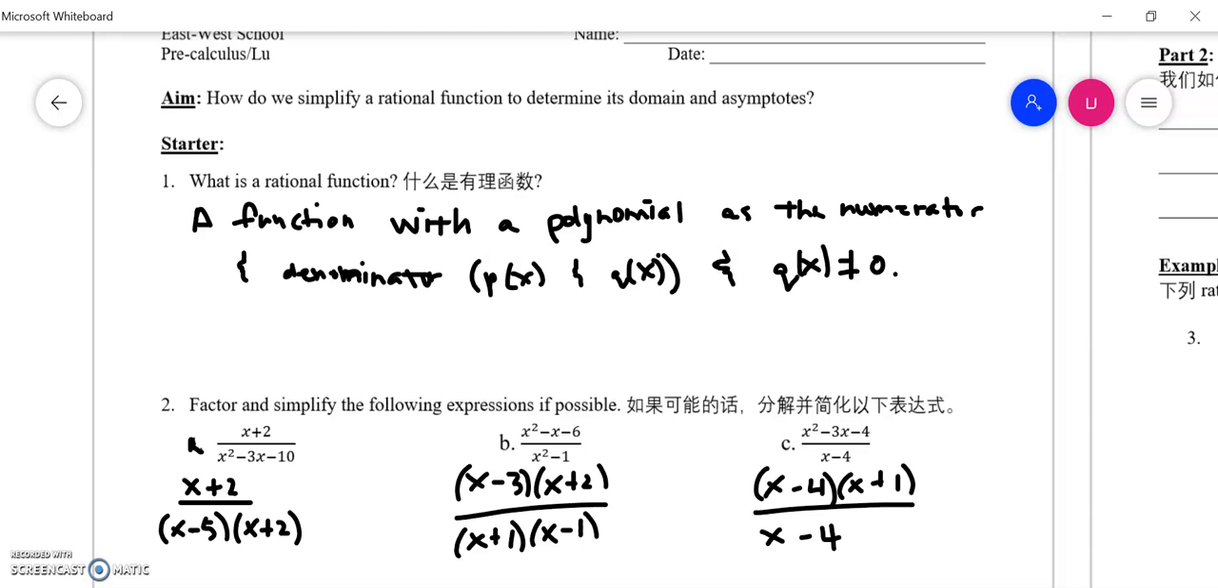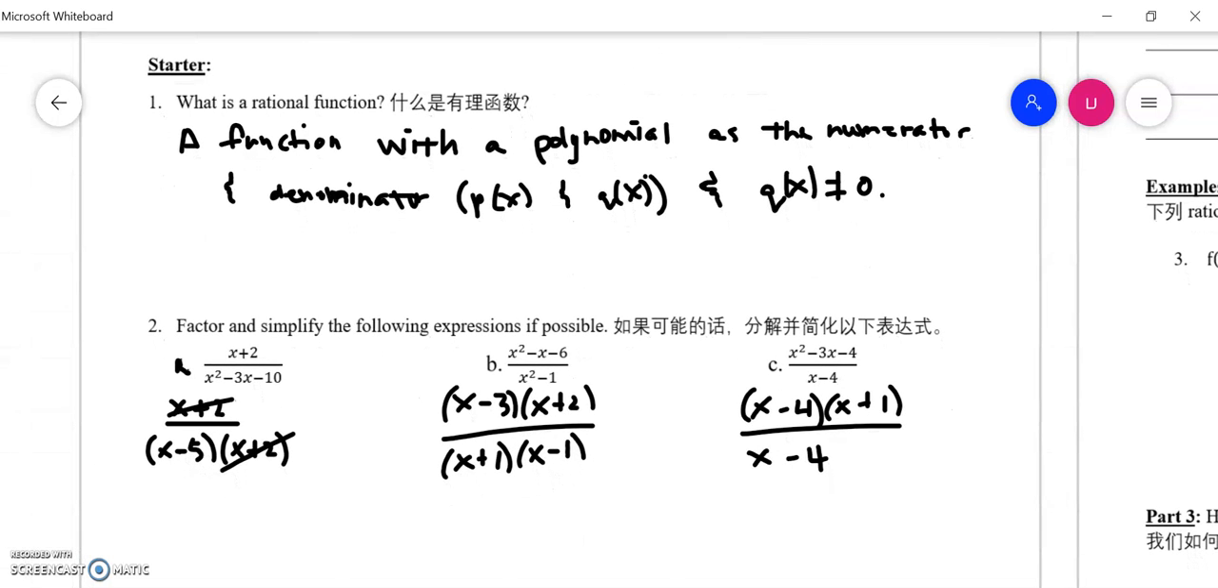So let's simplify. All right, in A, this x plus 2 is in the numerator and denominator. So these can simplify. And let me move down a little so I have some space. And now this is 1 over x minus 5. All right. Number 2, none of these factors match up. So this can't be simplified. We'll leave it as is. C, we have an x minus 4 in the numerator and x minus 4 in the denominator. So this simplifies to x plus 1 over 1, which is really x plus 1.